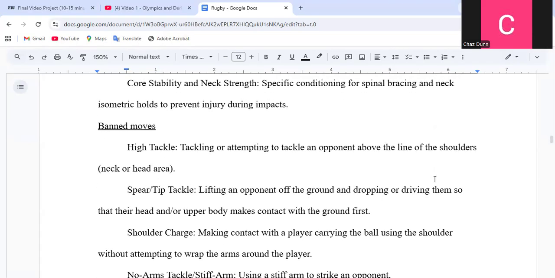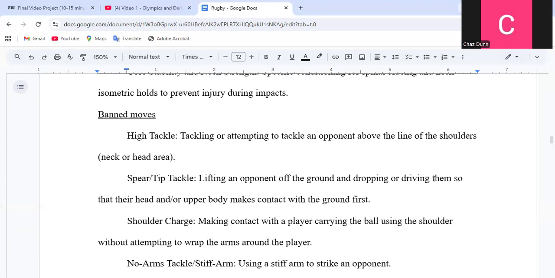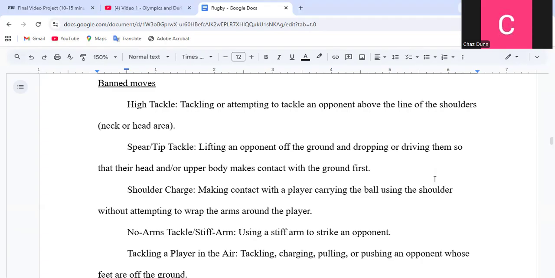Now, some moves that are banned from the sport. You have the high tackle, or attempting to tackle an opponent above the line of the shoulders. You have the spear or the tip tackle, lifting an opponent off the ground and dropping or driving them so that their head and or upper body makes contact with the ground first. Ouch.